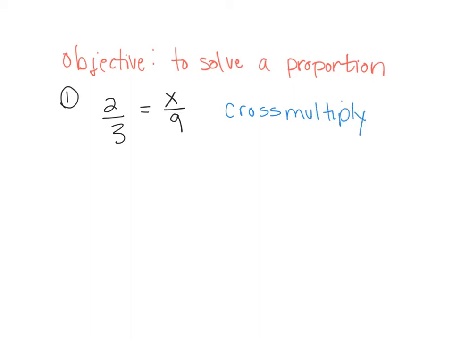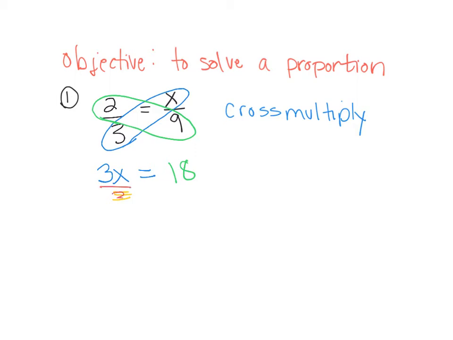And so we start by cross multiplying the 3 times the x to get 3x, and then multiply the 2 times the 9 to get 18. Then we identify that x is the variable that we want to isolate, which means we have to remove the 3. The 3 is connected to the x through multiplication, and so therefore we divide. The 3 divided by 3 cancels out and gives us a 1. 18 divided by 3 is 6.